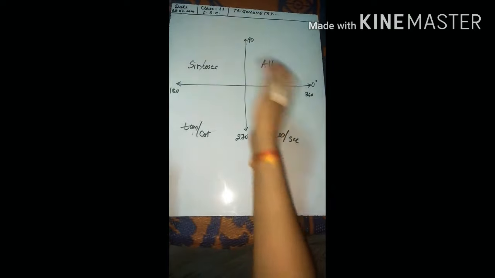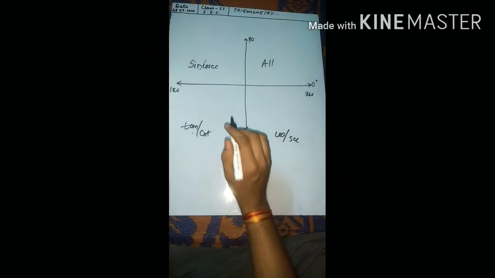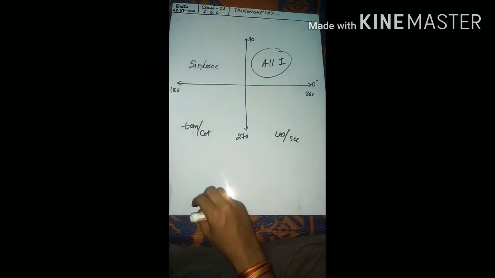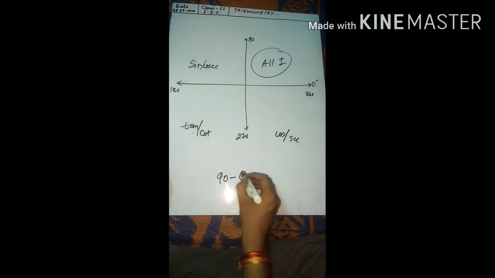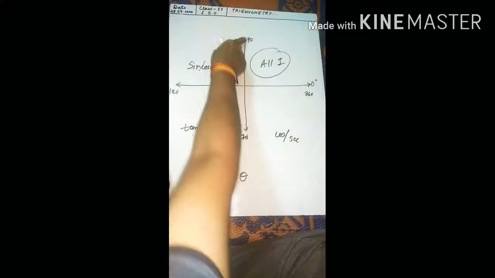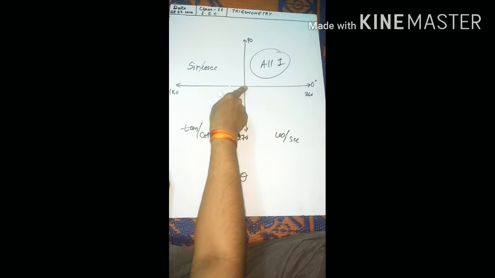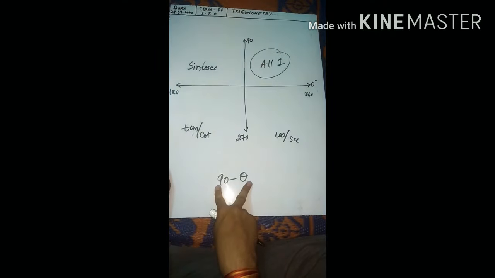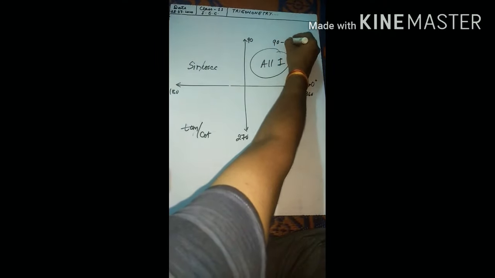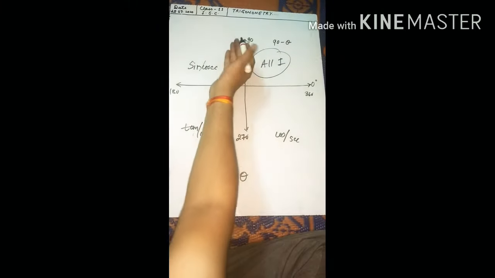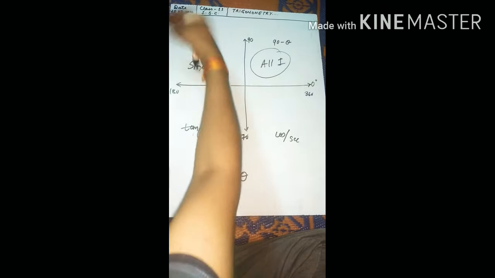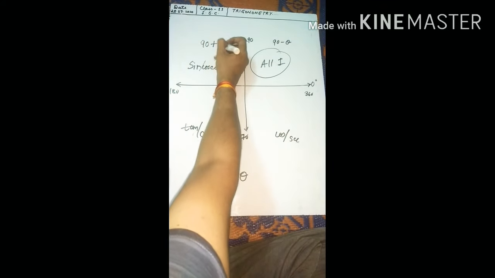Now you will understand the meaning of all this. If I ask you what is this first quadrant, you will tell me that this quadrant is nothing but 90 minus theta. See, this is the accurate 90 degree. So this whole plane will be 90 minus theta. If I ask you what this quadrant is, this is accurate 90 and this is some addition. So this is 90 plus theta.